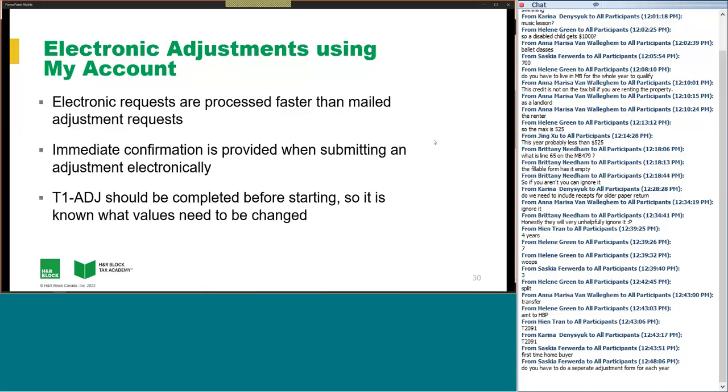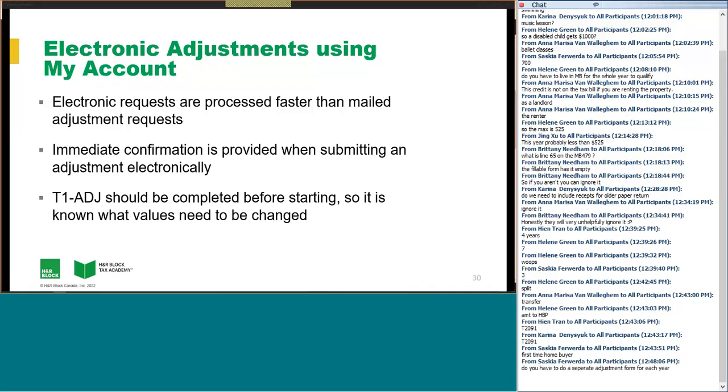If you're doing an adjustment, include everything that you can, everything they need so that they'll look at it and go, yes, I can agree to this, and just do what you want. All right. You must complete a T1 80J on paper before you do it online because you want to make sure you know which numbers have to change. And you have to make sure you know which forms and which documentation and receipts you need.